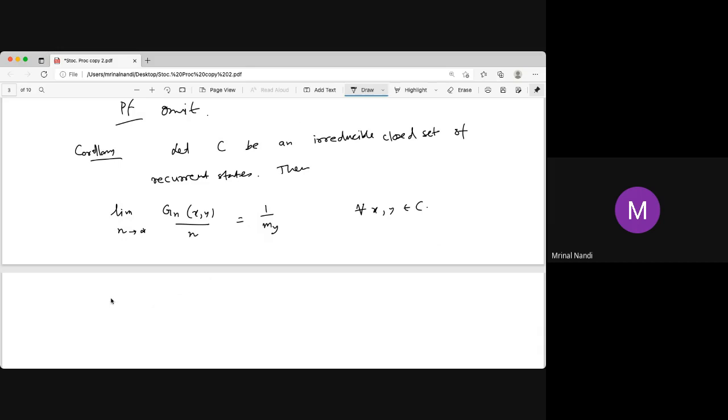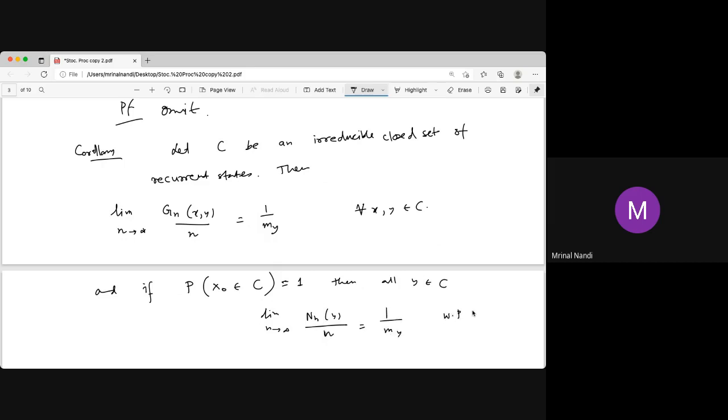So rho_xy is 1, and if the probability of x0 being in the irreducible closed set C is 1, that means the chain starts in C, so the initial distribution is fully on C, then for all y belonging to C, the limit as n tends to infinity of N_n(y) divided by n is also 1 by m_y with probability 1.